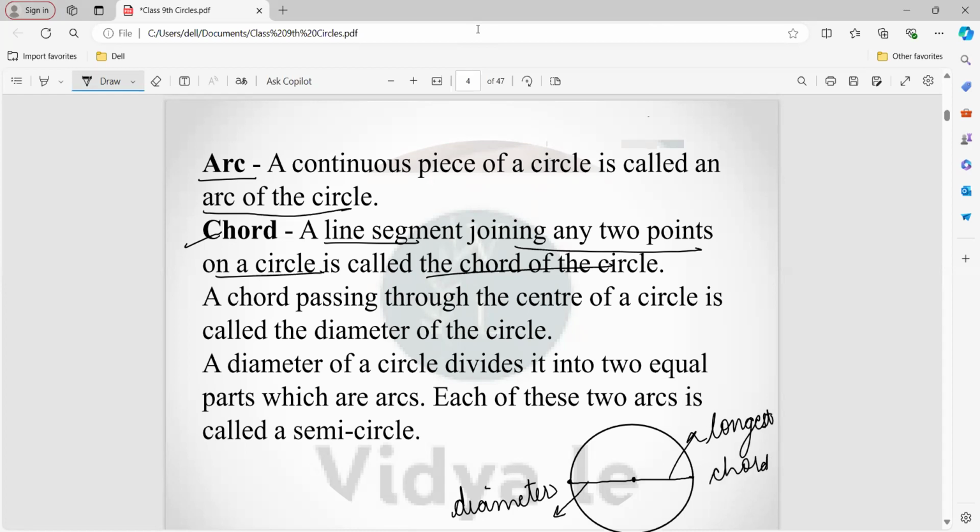Okay, and diameter of the circle is the longest chord. See, if I join any two points which are not passing through the center, like this, taking one more, this. If I join like this, so among all the chords I have drawn, you can see the one which is the longest is this one. That is the one which is passing through the center. The chord which is passing through the center is the longest chord, and that chord is known as a diameter.